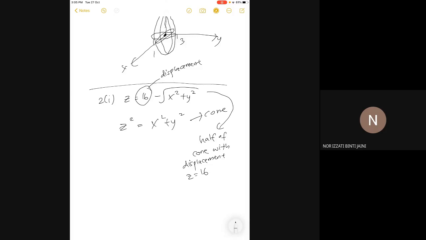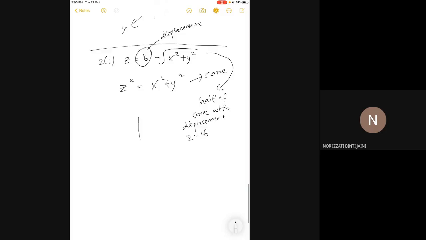2i ni cuma nak suruh namakan. Okay, katalah saya nak lukis. Kalau awak nak lukis, dia akan ada salah satu cone saja. Bukan cones. Kalau cones ni dua. Cones maksudnya dia ada atas bawah tu. Dia ada atas, dia ada bawah. Atau dua belah lah, kiri kanan atau depan belakang.